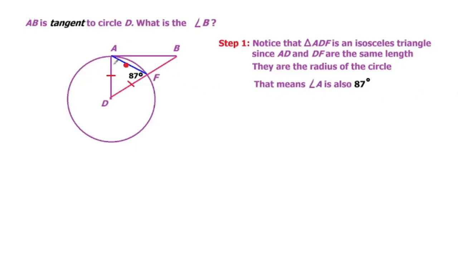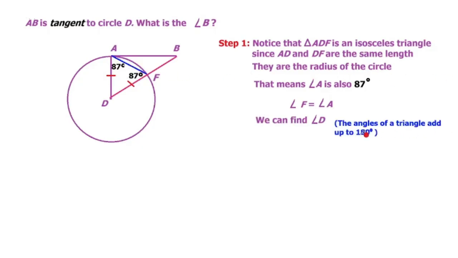Well, that means angle A is going to equal 87 degrees as well because it's an isosceles triangle, right? Because these two sides are the same, these two angles are the same, okay? So angle F, this angle with the blue line, is equal to angle A with this blue line, okay? So that means this interior angle here is 87 degrees with this chord, okay?